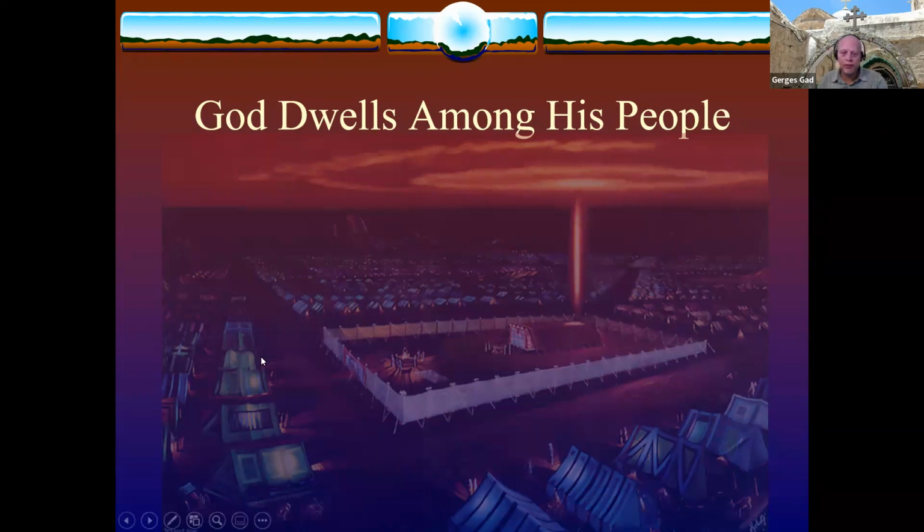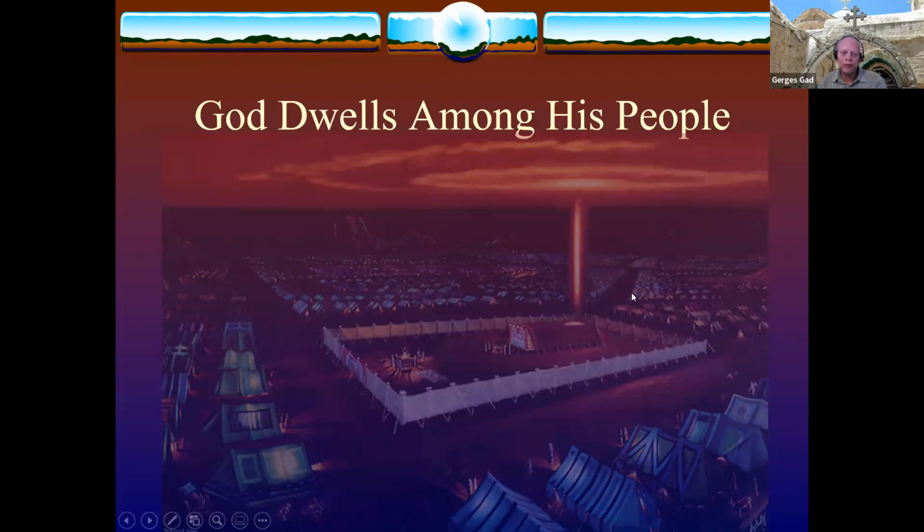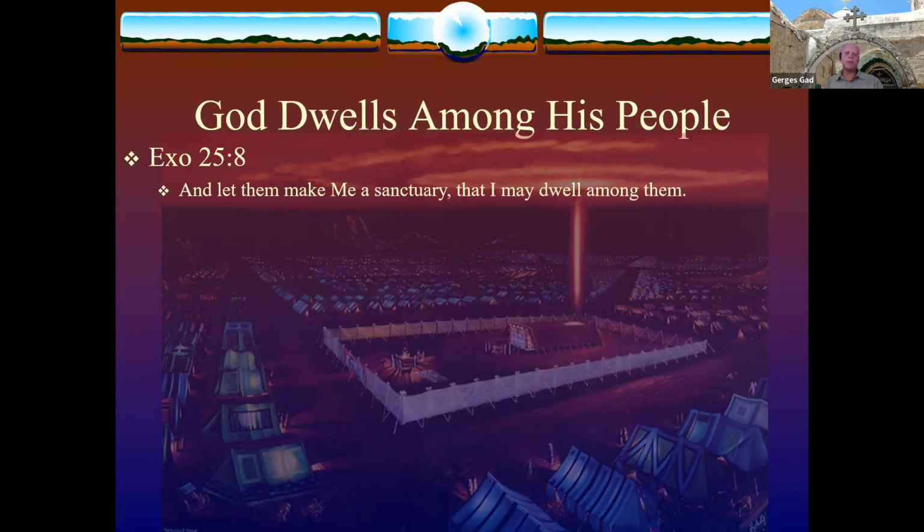And as you see in the picture here, this very large structure, this is the tabernacle. We'll talk about it and explain the different parts of it. But you see all around the tabernacle, these are all the tents of the Israelites. How many tribes were there? Three. No, 12. 12 tribes. So on the four sides, there are three tribes on each side. And God is in the middle of the people. So this is the first thought or the first understanding that the tabernacle is a place where God dwells among his people.